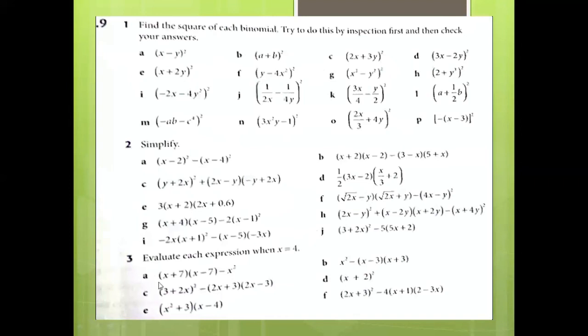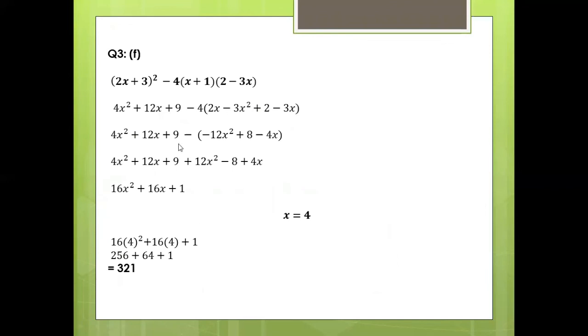Now the last question, question number 3. It is the same as what you did in question number 2, but in the end you put x equal to 4. Now we will see this. I'm solving part f. I hope it's not difficult. That's why I'm just solving this question. So I'm solving as the same thing, where I just multiply simply. I will get this answer. And then I multiply minus 4 inside. So I will get this answer. When I get this answer, I just put x equal to 4. Now 4 squared is 16. 16 multiplied by 16 is 256. 16 multiplied by 4 is 64, plus 1. So my answer is 321.